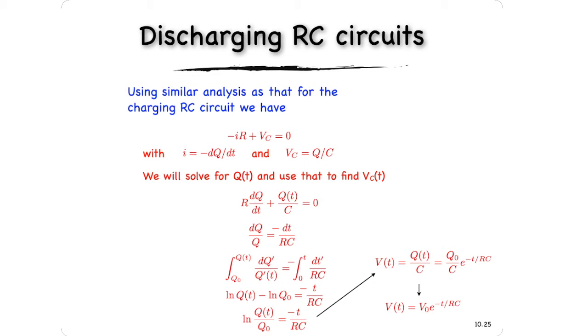If the capacitor is charging, it would be positive. I'm saying if the charge is going up, if current is positive, charge would be going up if it's a charging capacitor. So I work out this expression here for an exponentially decaying voltage on the capacitor.